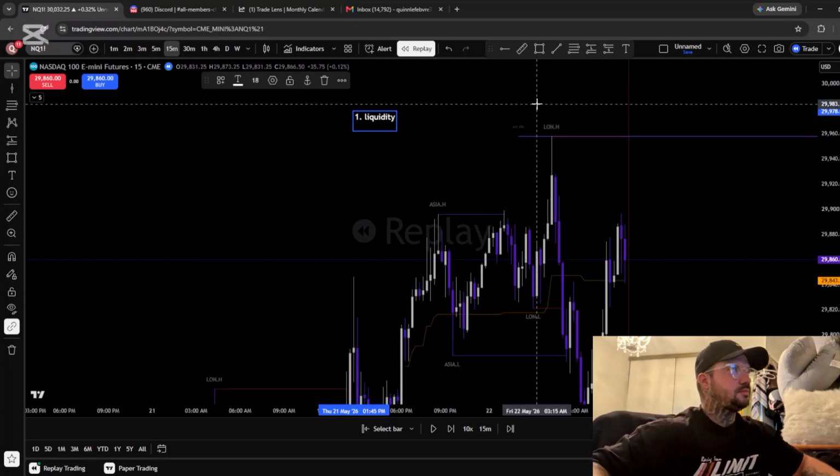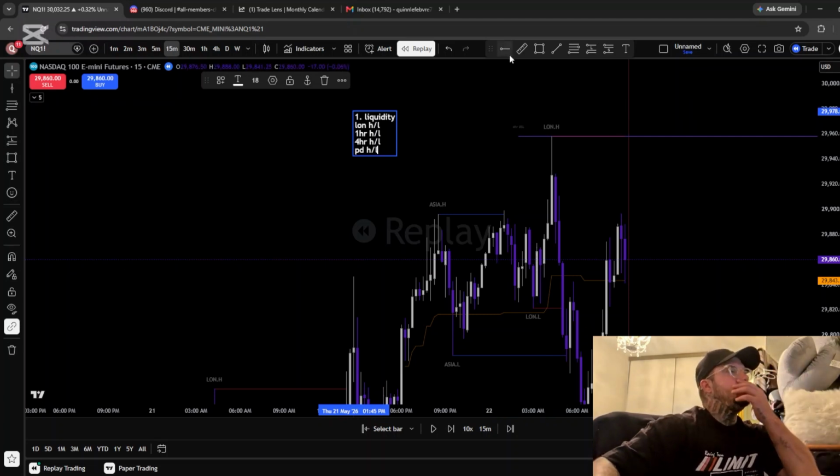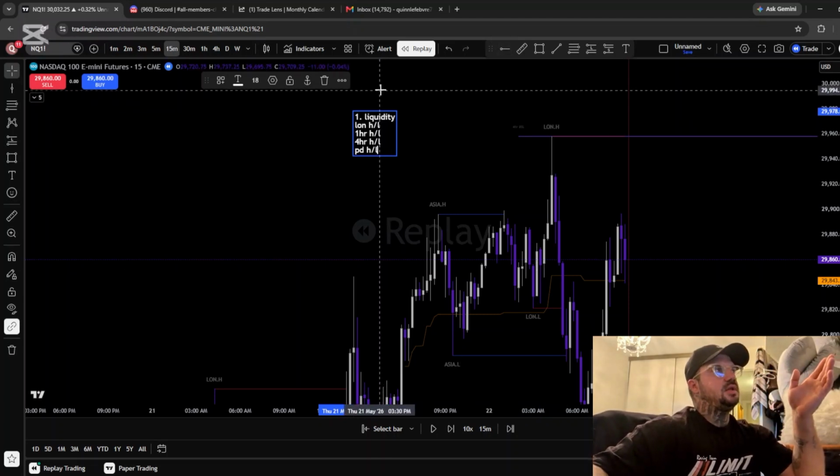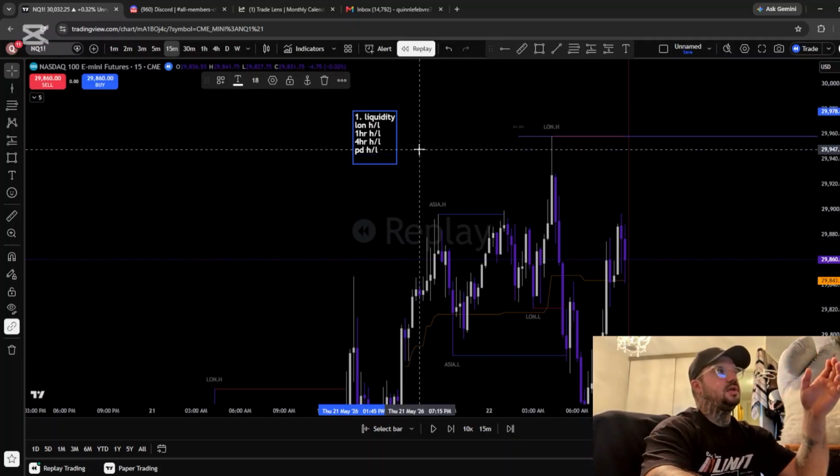We'll go here: liquidity on high low, 1 hour high low, 4 hour high low, previous day high low. And let's just start with that, because it's gonna make it simple, because a lot of reversals end up happening off of this anyways. So obviously there's more liquidity pools, but like I said, I can save those for another video.